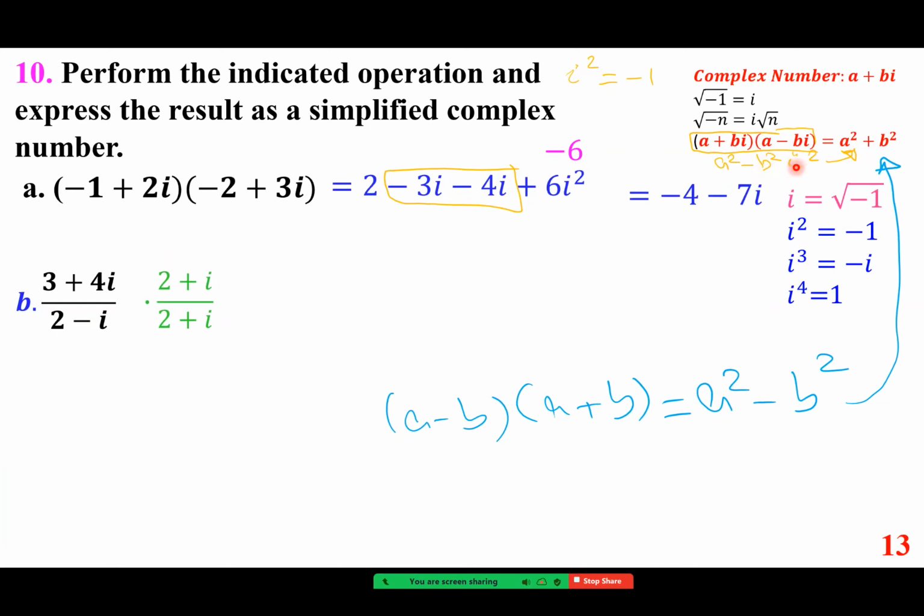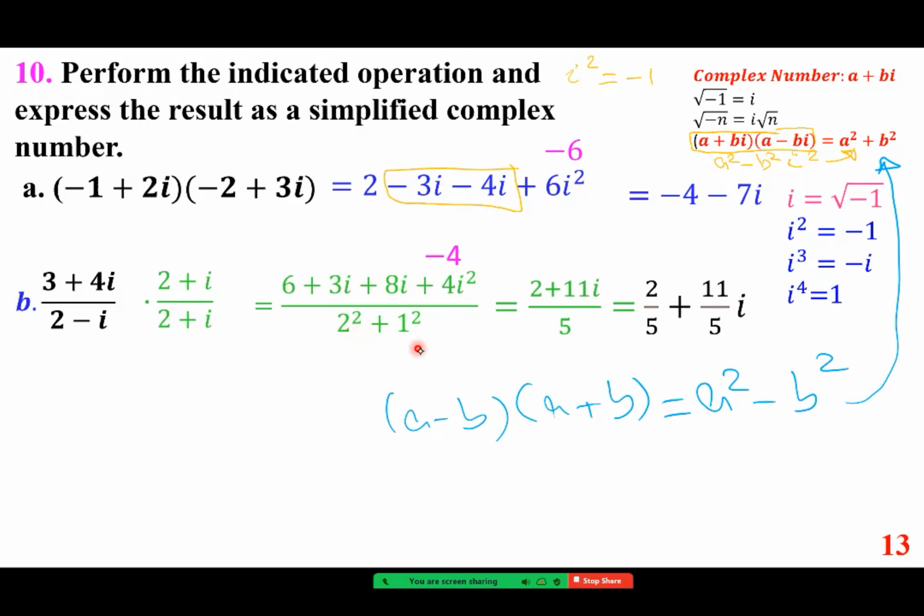I showed that you can use that. So 2 squared plus 1 squared. The top, we're going to distribute: 3 times 2 is 6, 3 times i, 4i times 2 is 8i, and this 2 is plus 4i squared. This can be replaced with negative 4, with 6, positive 2, this is 11i, and this is 4 and 1, 5.